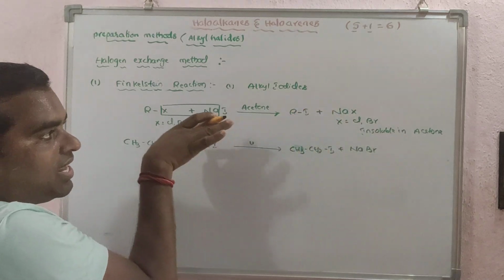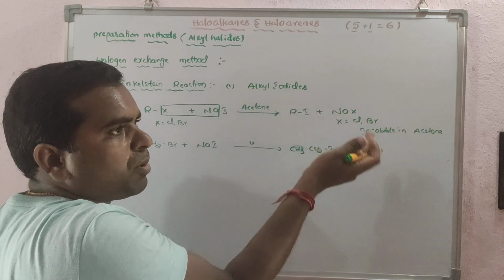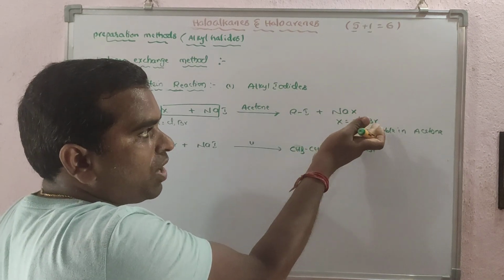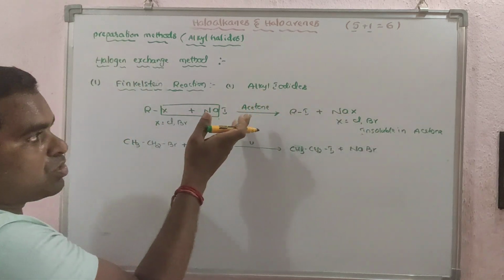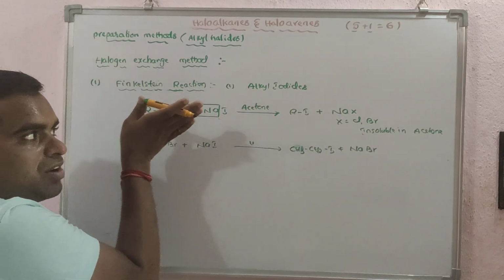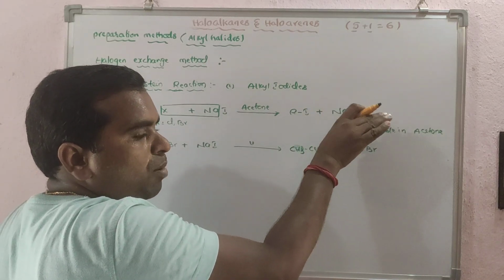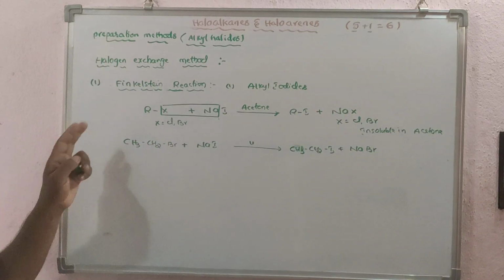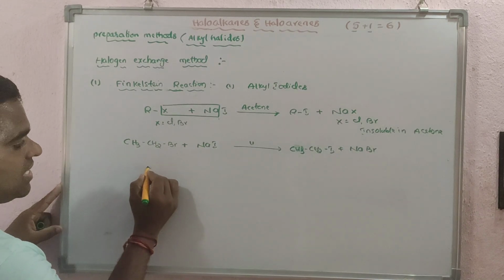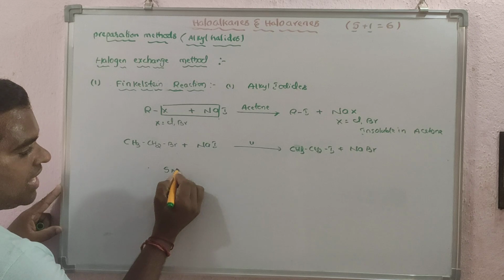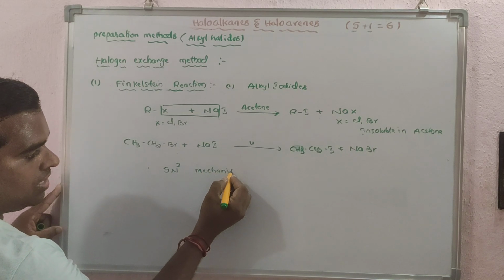So that's why the reaction moves in a forward direction. Why? Because sodium chloride and sodium bromide are in the form of precipitate in acetone solvent, so that's why the reaction moves in a forward direction. It is like we are removing the sodium chloride and sodium bromide from this reaction. Clear? And this reaction we call the Finkelstein reaction, and this reaction follows the SN2 mechanism. Important, this is the SN2 mechanism.